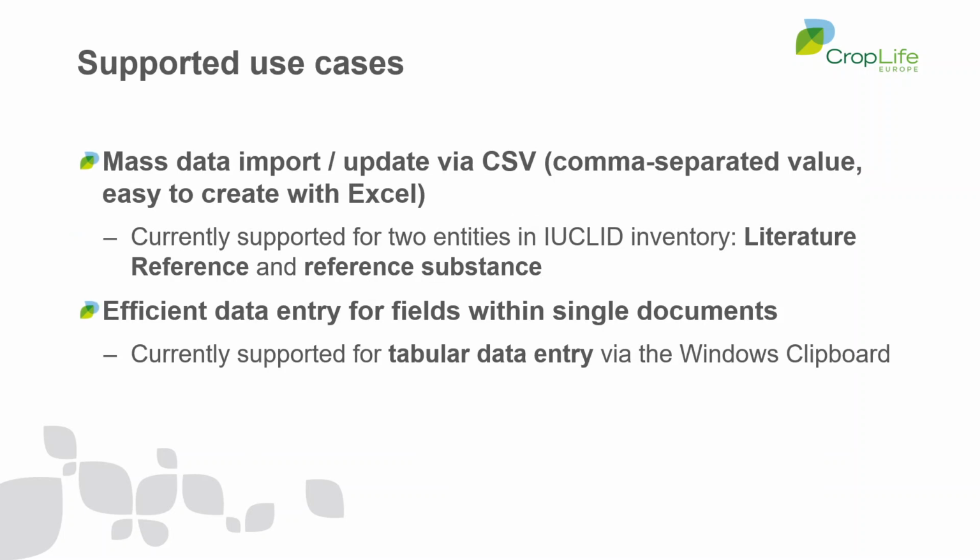The tool in the next version will support two main use cases. The first one is the mass data import or update via Excel sheets, or more specifically comma-separated value files with predefined format. And we have specifically supported two entities which are part of the IUCLID inventory, which is, one, the literature reference, and two, the reference substance. And I will show you that in a second as part of the demo.